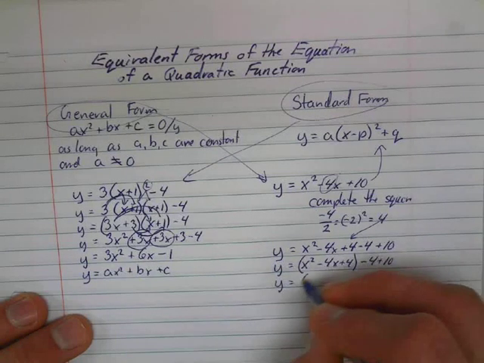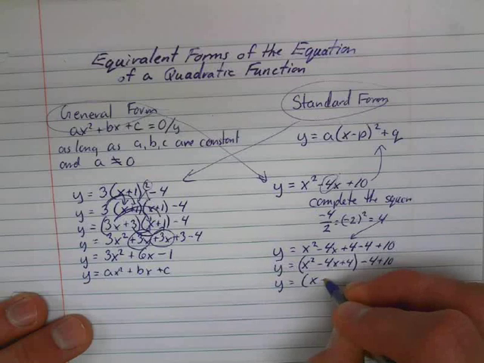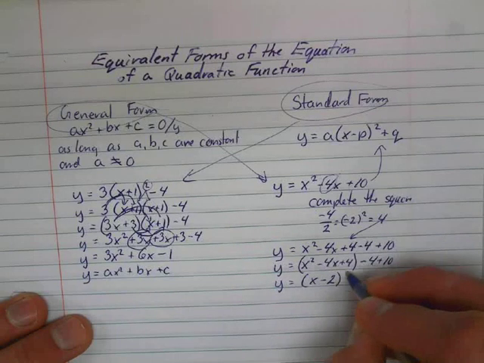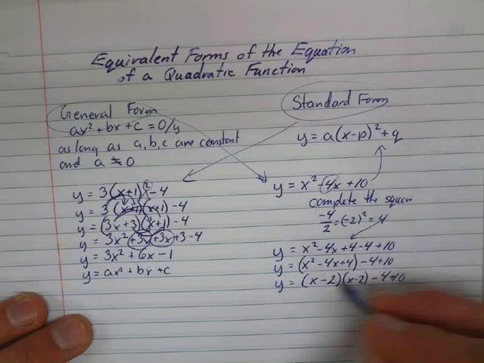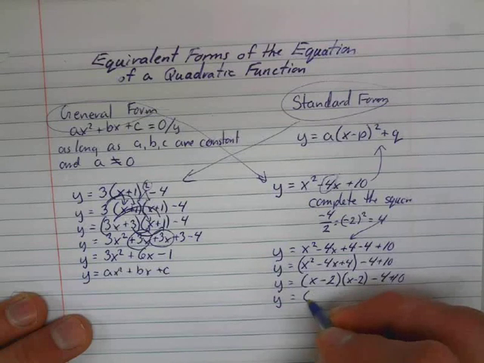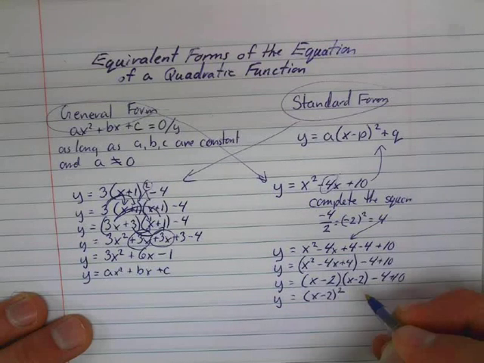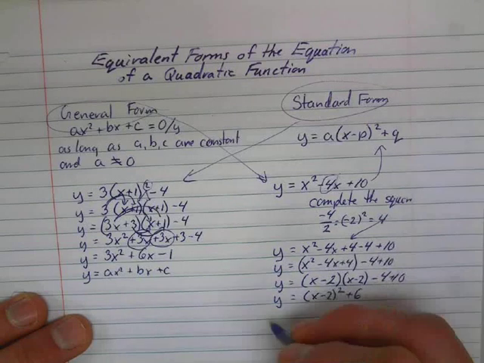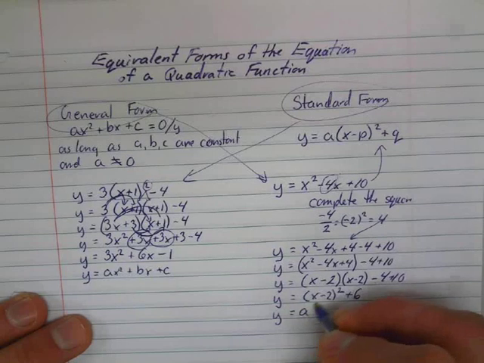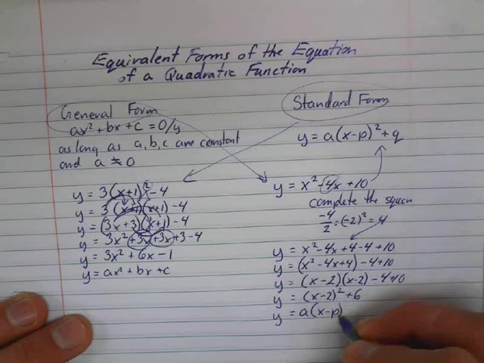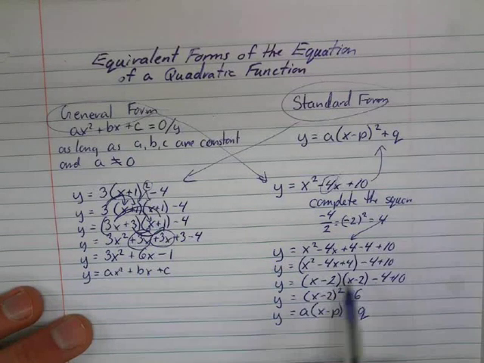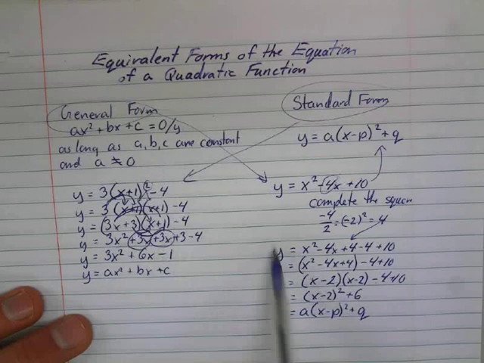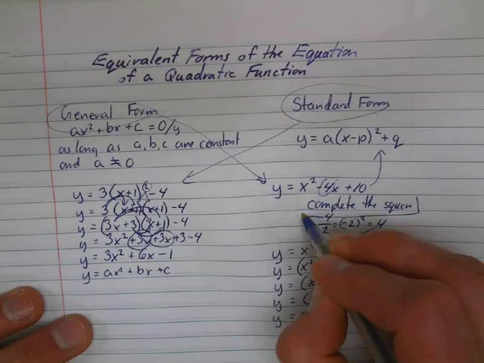We factor that, so now we get (x minus 2)(x minus 2) minus 4 plus 10. The same, so we write it down as y is equal to (x minus 2) squared. Negative 4 plus 10 is plus 6, and that is in the standard form that we wanted at the beginning, and we're done. So the key to going from general form to standard form is we must complete the square.